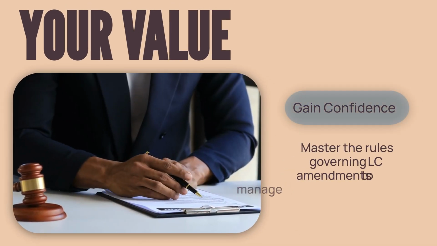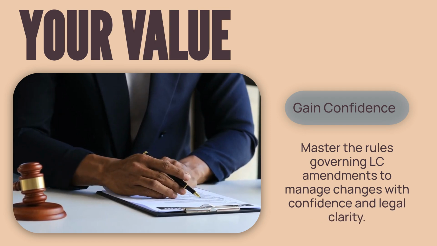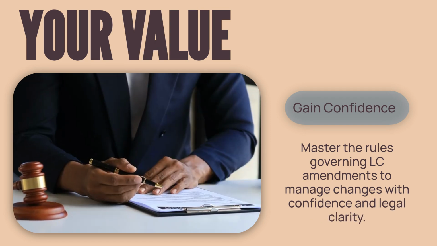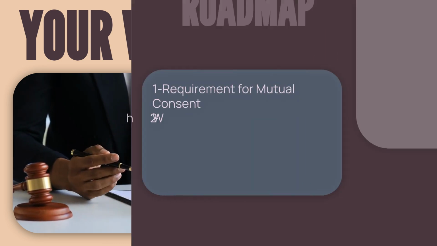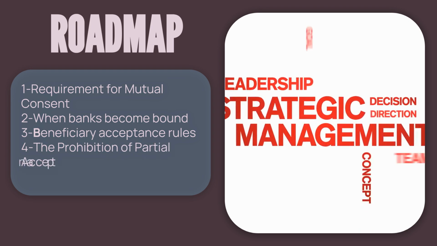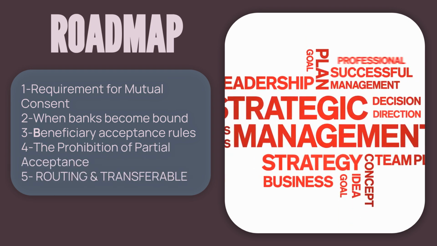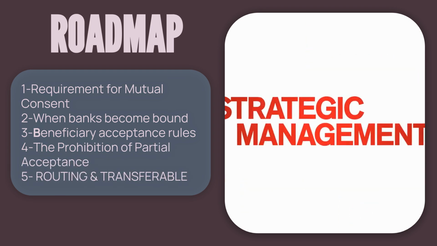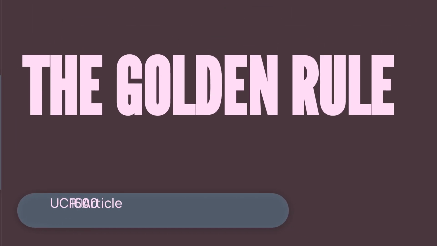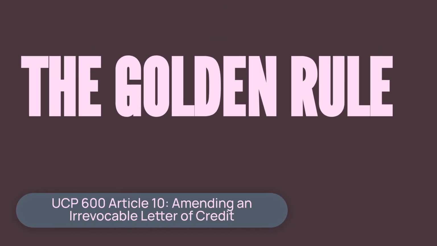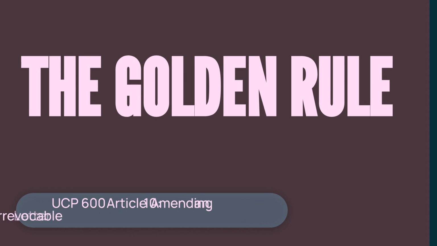By the end of this video, you will have a comprehensive guide to the rules governing letter of credit amendments, ensuring you can manage changes with confidence and legal clarity. We'll cover the requirement for mutual consent, when banks become bound, beneficiary acceptance rules, why partial agreements are never allowed, and routing and transferable credits. Let's start with the fundamental principle of all amendments, the golden rule of mutual consent.